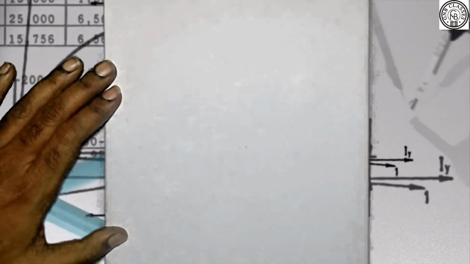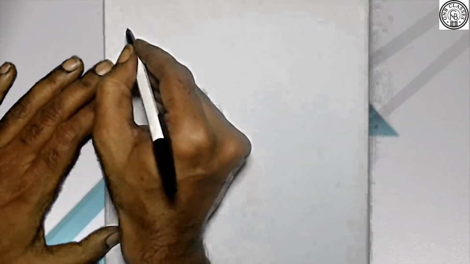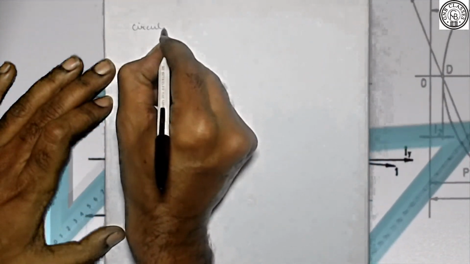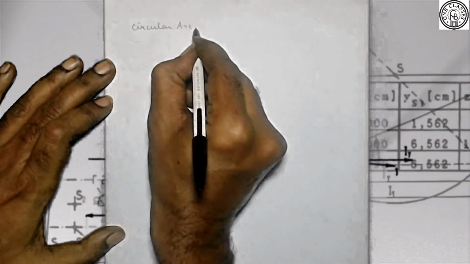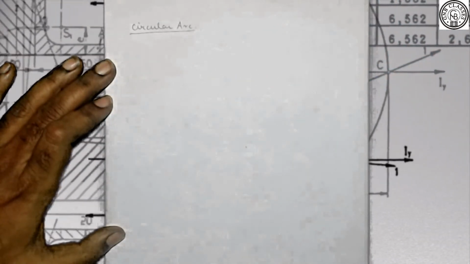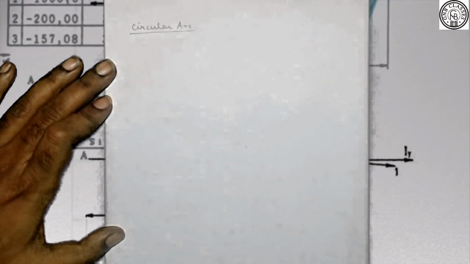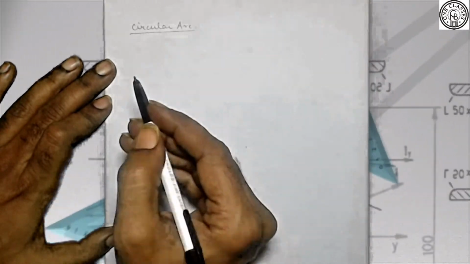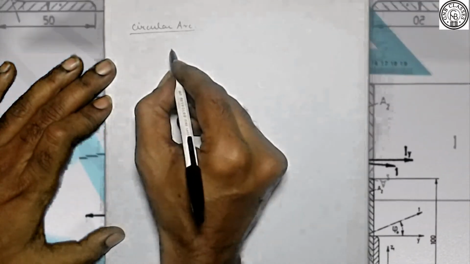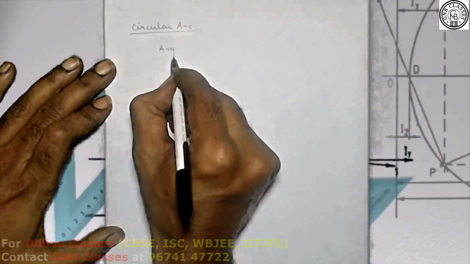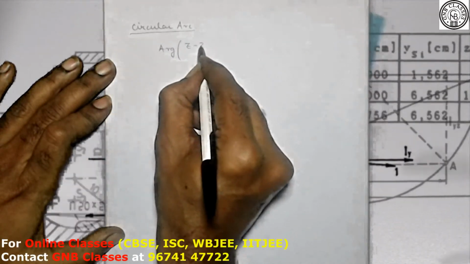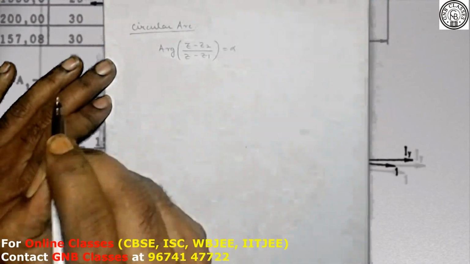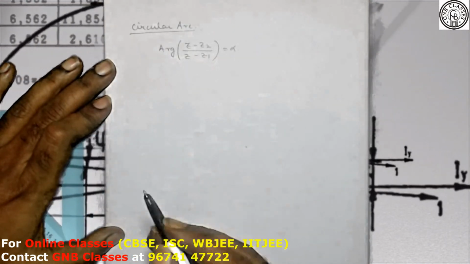So let us discuss the last part of this lecture, which is your circular arc. This I have already discussed in my Locus video. So those who have not seen, the link has been given in the description, so you can check it. Suppose if I say that arc of z minus z2 by z minus z1 equals to alpha. What do you mean by that?